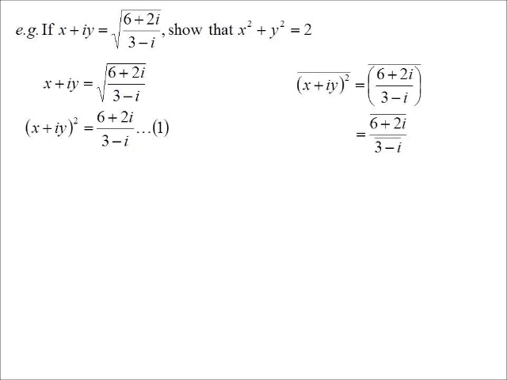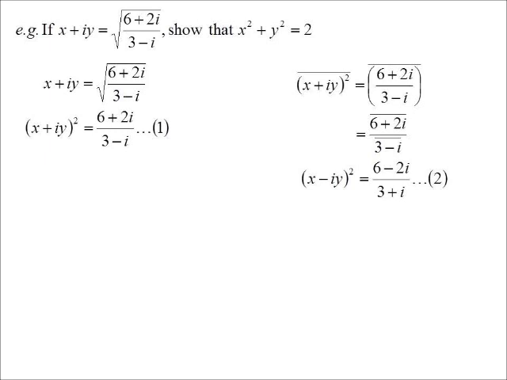But then, of course, division, the conjugate of that fraction, I could find the conjugate of the numerator over the conjugate of the denominator. So on the left-hand side, the x plus iy could become x minus iy. It's the conjugate. And on the right-hand side we now have (6 minus 2i) on (3 plus i).